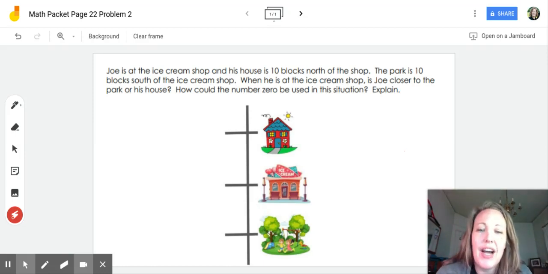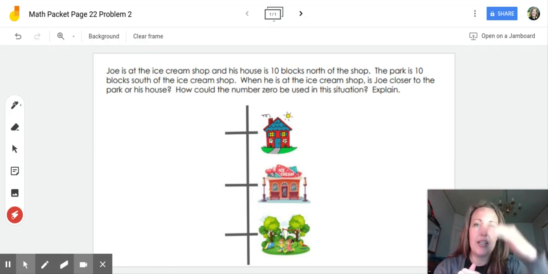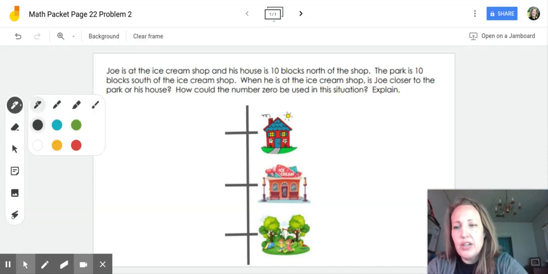Okay, so I have created a vertical number line. An example of a vertical number line that we use all the time is a thermometer, right? A lot of times when we think of a number line, we think it has to be horizontal, going this way, but it can be vertical, right? Because we're talking north and south, we might as well use a vertical number line because it just makes sense, right?